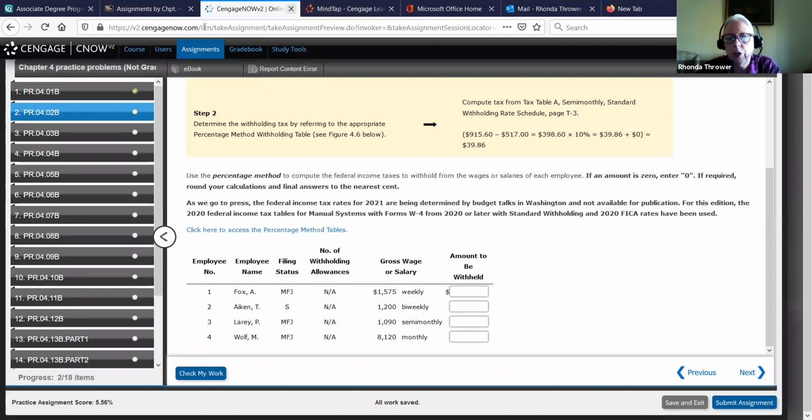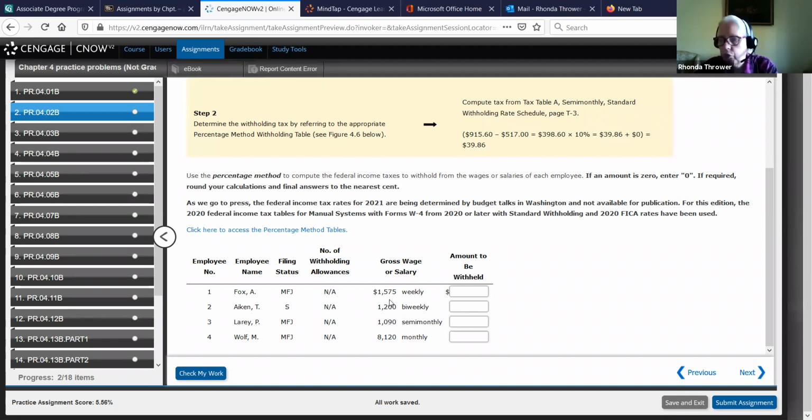So I'm going to look at employee number 1 first. The employee's name is Fox. The filing status is married filing jointly. That's what MFJ means. So write that down. He's married filing jointly. That's important for your table. You need to know that. You also need to know when he's paid. He's going to be paid weekly. So I would write that down. It's going to be weekly for this person. The amount of his wages, I would write that down too. It is $15.75.